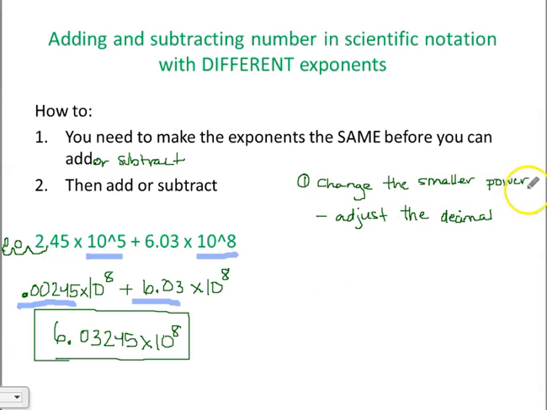So we always change the smaller power to match the bigger one. When you change the power, you also have to adjust the decimal, so just make sure you're adjusting the decimal as need be. All right, so moving on.